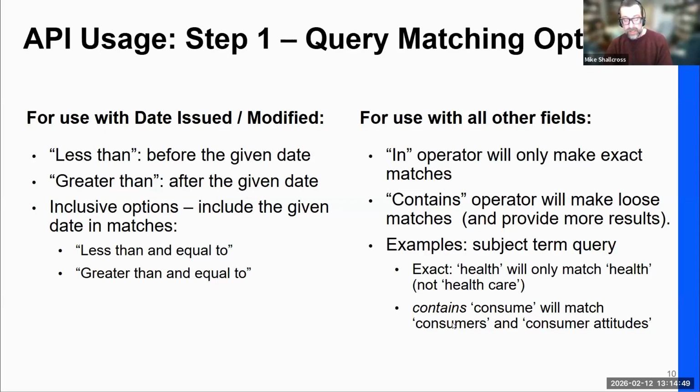To briefly illustrate, let's consider two queries for subject terms. If I want to search for the term health and I choose exact matching, I will only match the subject term health, not similar terms like healthcare or health education. If, on the other hand, I search for consume with loose matching, the API will return results that include that string consume, things like consumers or consumer attitudes. So the looser matching will provide more results, but they might not be as precise as the exact matching.